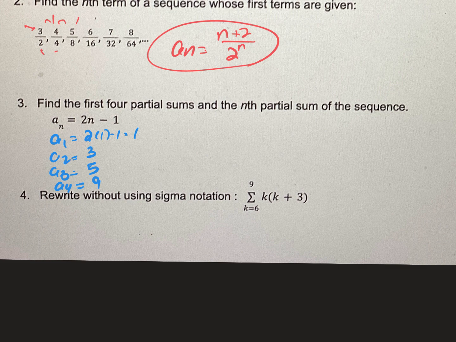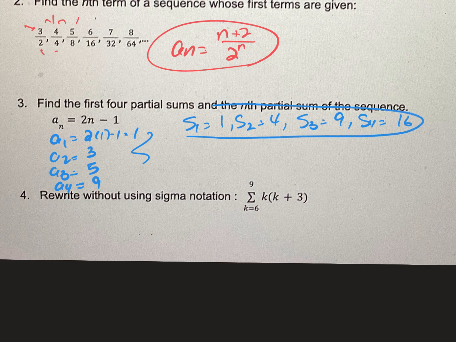So the first 4 partial sums will be this. The sum of the first one is 1. Sum of the first 2 is 4. Sum of the first 3 is 9. And sum of the first 4 terms is 16. All I did is add those up as I went. Those are the sums. So that's really the answer right there.